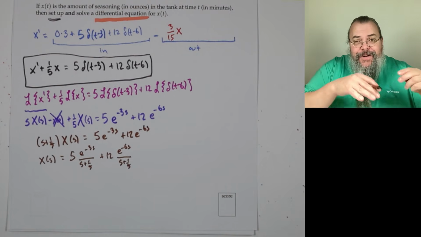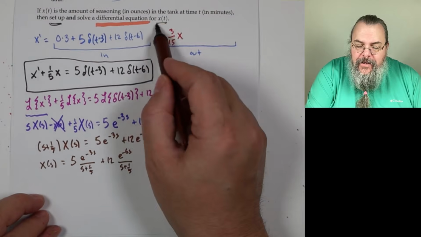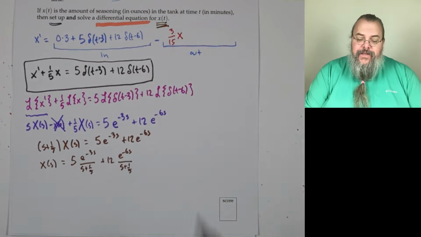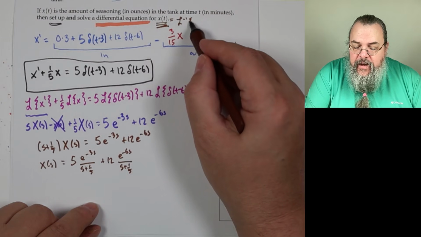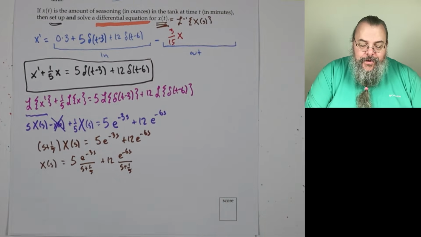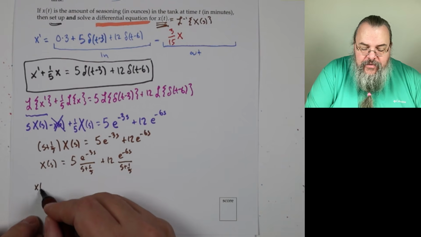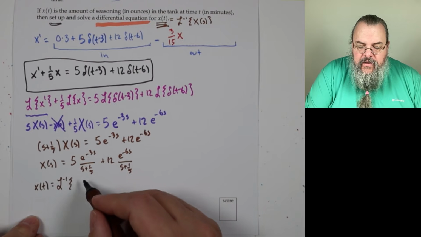We've solved for capital X. But what is it we're after? We're trying to solve for little x. And we say, well, little x is the inverse Laplace of capital X. So x of t is the inverse Laplace of our capital X of s.